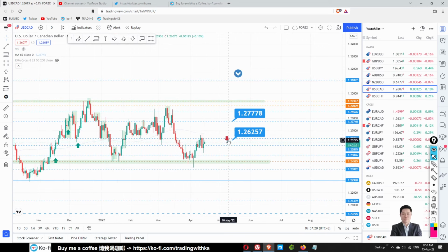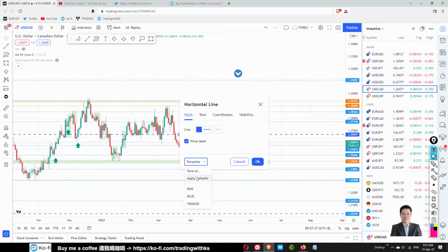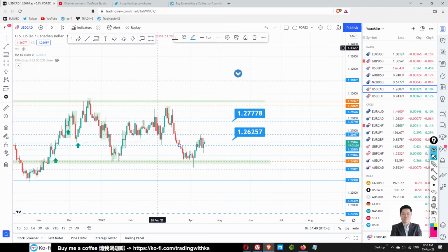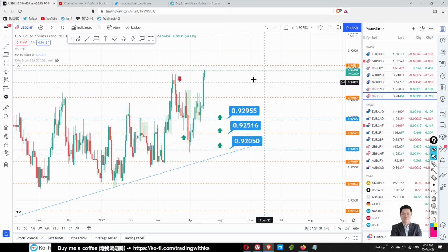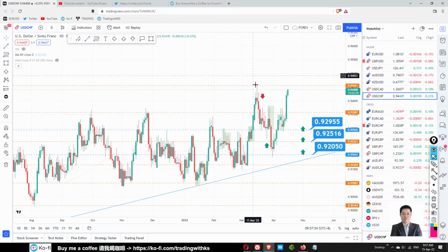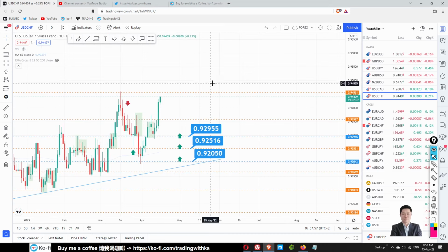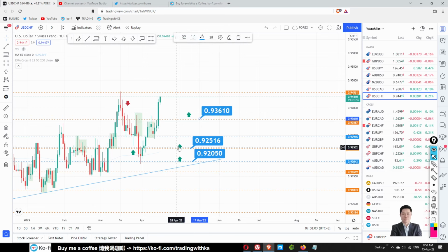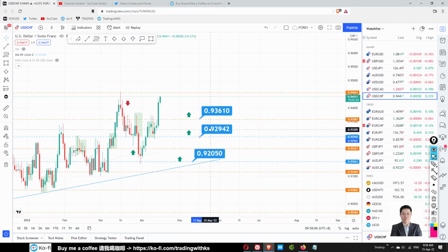Probably this one, right? Probably I will change my strategy on this one. Probably what I would like to do is sell the top, buy the bottom. Okay, probably I will do this in a range bound movement. USD CHF, Swiss franc is very weak, so we wait for a buy opportunity. Okay, any pullback, we look for buy on any pullback around these two areas, 0.93610 or 0.929442.